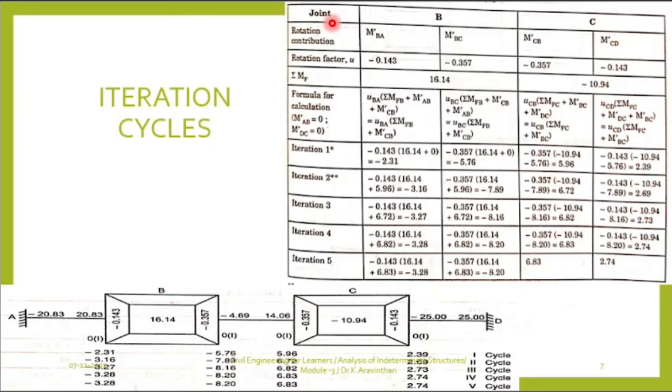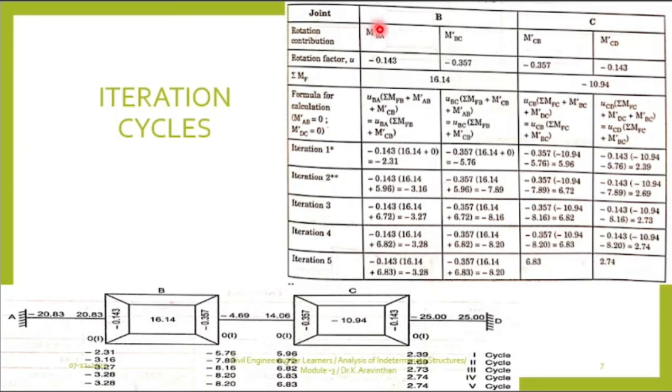Joint B and joint C. These are the two joints, it is written here. Joints A and D are not written here. Why? Because you have done rotational contribution only for B and C. So the Kani method does not consider the joint A and joint D. The last joints are not considered. Only the joints which have to be iterated, that is, which have two or more members, have to be taken here. And the second thing is rotation contribution.